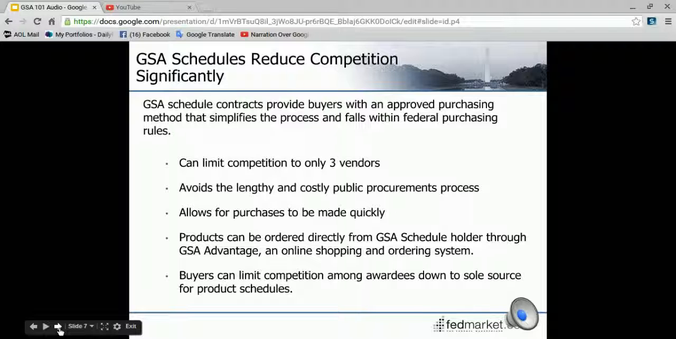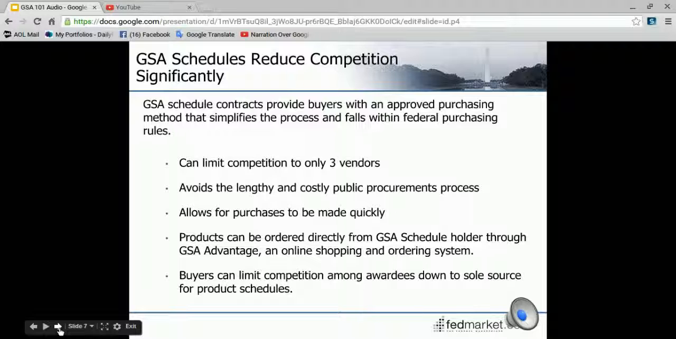GSA schedules reduce competition significantly. GSA schedule contracts provide buyers with an approved purchasing method that simplifies the process and falls within federal purchasing rules. Once you obtain a GSA schedule contract, your competition can be limited to only 3 vendors. You avoid the lengthy and costly public bid procurement process. This allows for buyers to make purchases much more quickly.